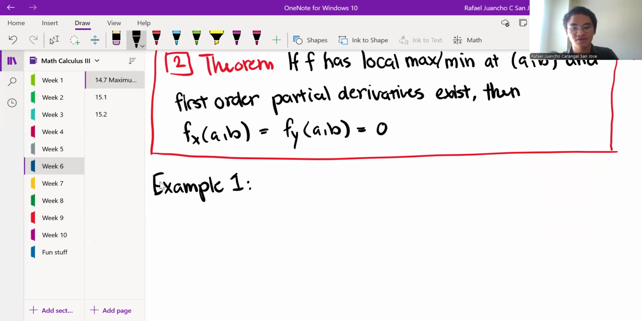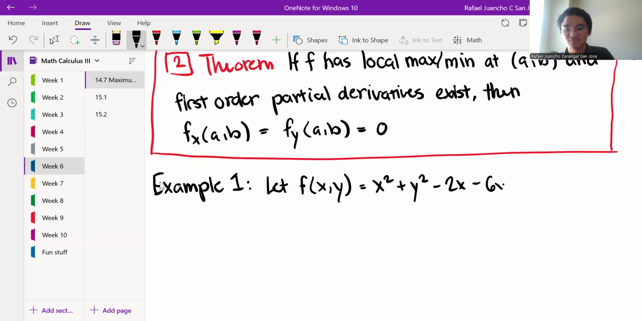Here we're saying that we let f of x, y be equal to x squared plus 2y, or y squared minus 2x minus 6y plus 14. Okay, they actually gave us the partial derivatives here.